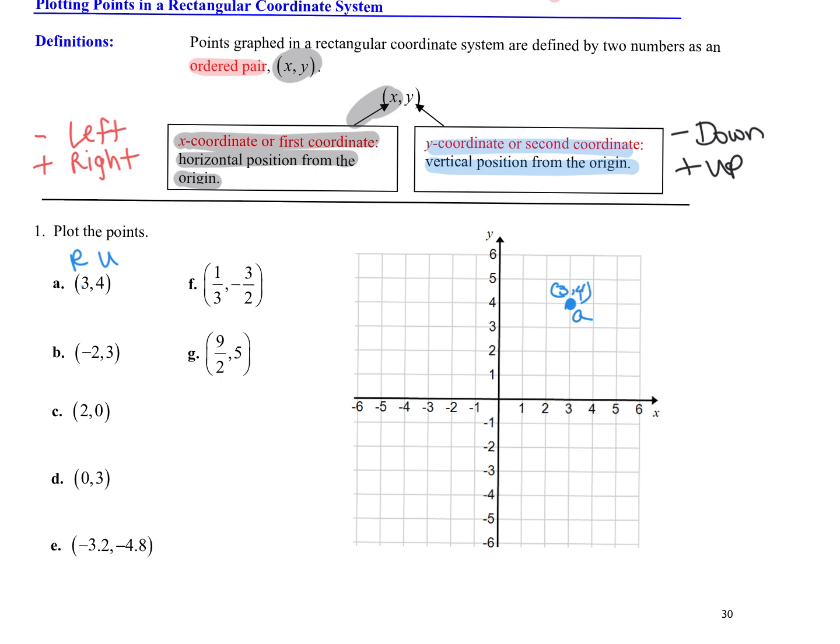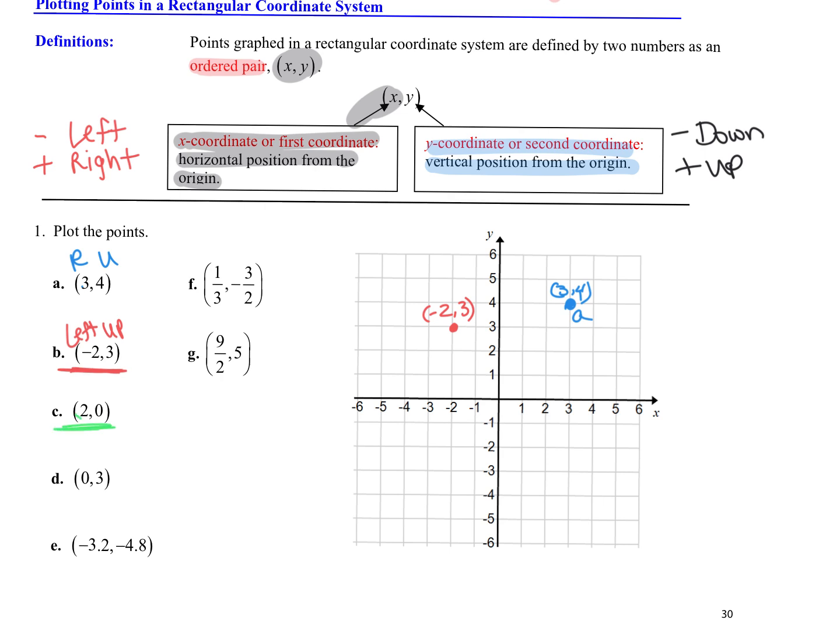All right, let's try letter B, (-2, 3). So (-2, 3) is going to be to the left and up. Negative 2 tells me to go to the left, and I always start at the origin. So I go 2 to the left, and then I go up 3, and that ordered pair is (-2, 3).